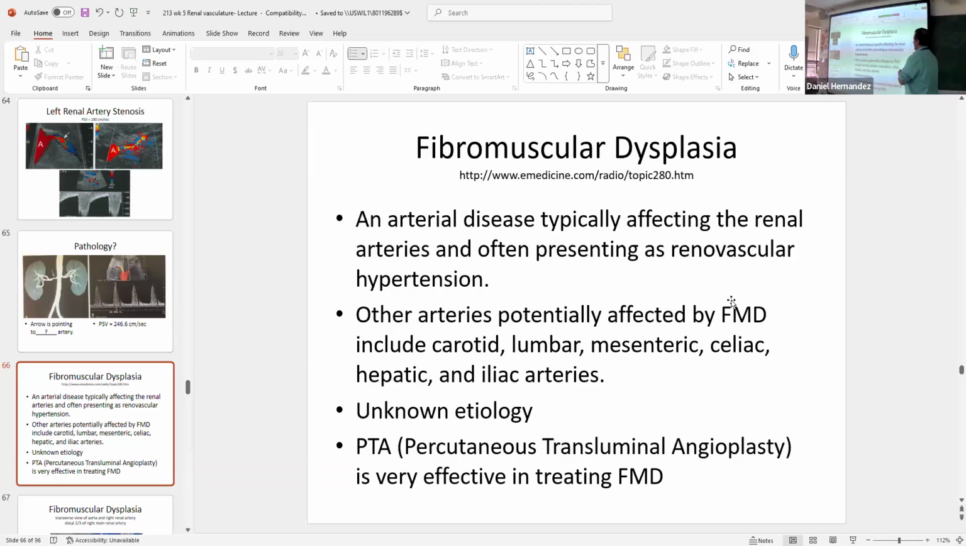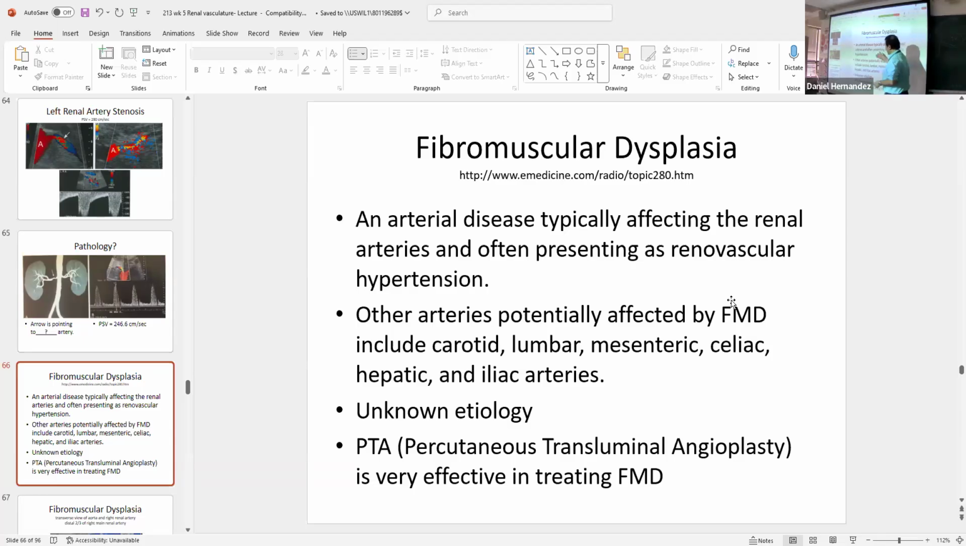FMD, fibromuscular dysplasia. So again, think young female patients with uncontrolled hypertension. We're potentially going to do a renal artery Doppler to see if they have fibromuscular dysplasia, because the renal arteries are commonly affected.